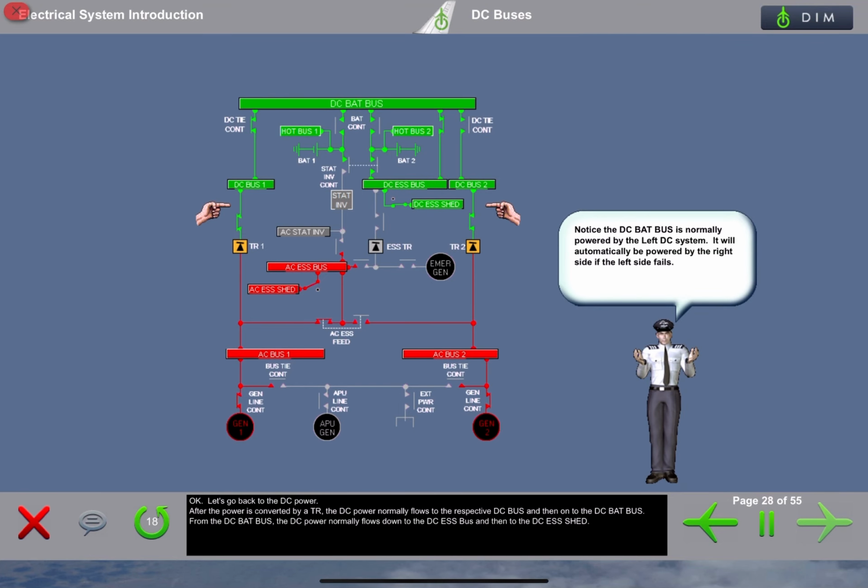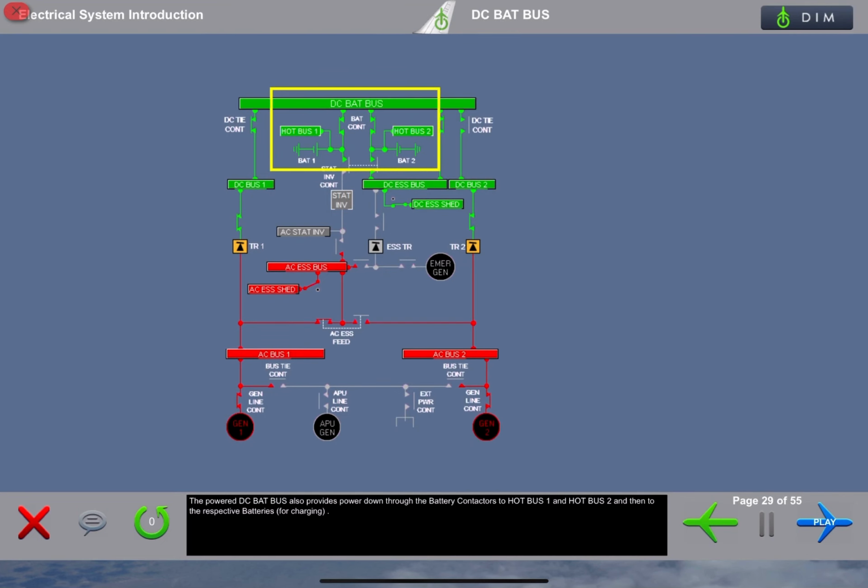Okay, let's go back to the DC power. After the power is converted by a TR, the DC power normally flows to the respective DC bus and then on to the DC battery bus. From the DC battery bus, the DC power normally flows down to the DC essential bus and then to the DC essential shed. The powered DC battery bus also provides power down through the battery contactors to the hot bus 1 and hot bus 2, and then to the respective batteries for charging.